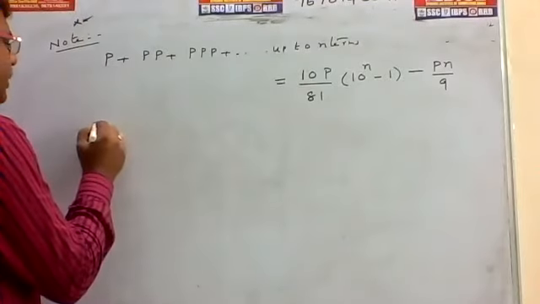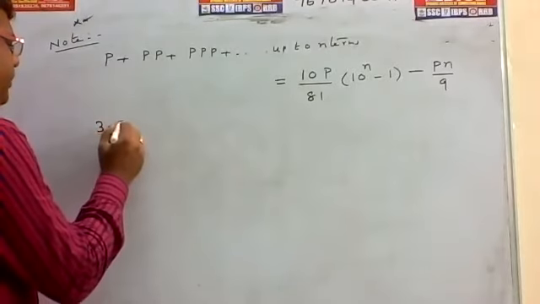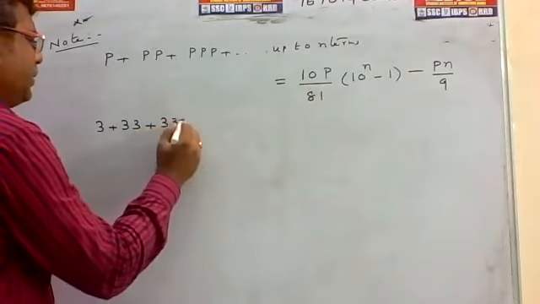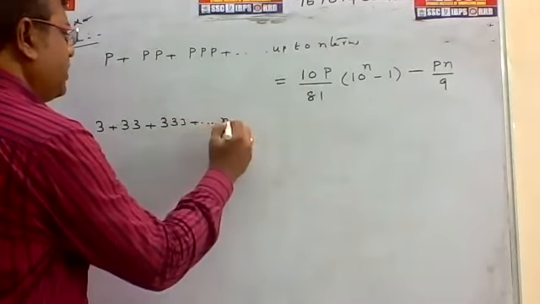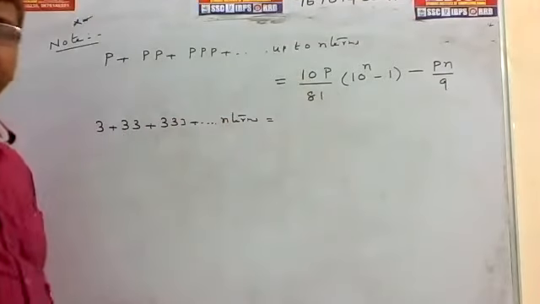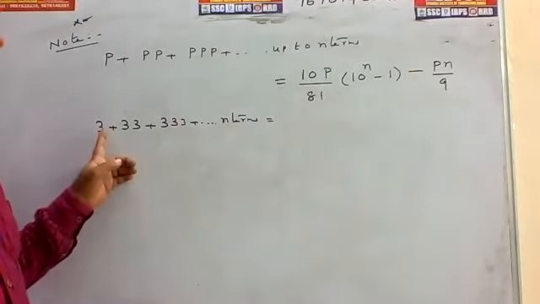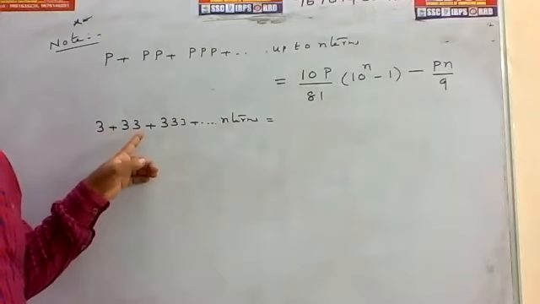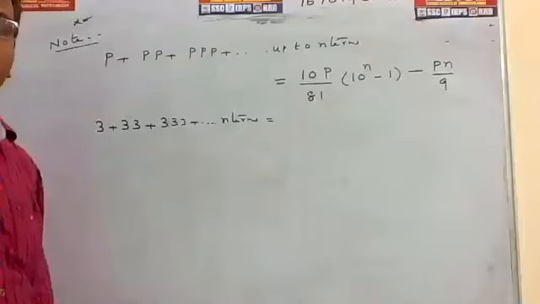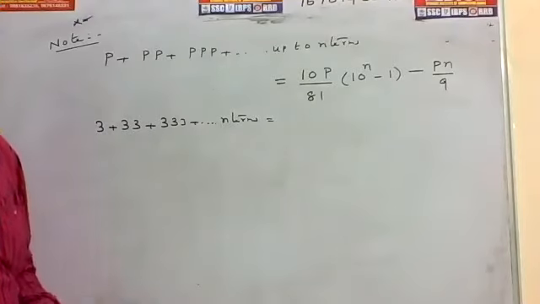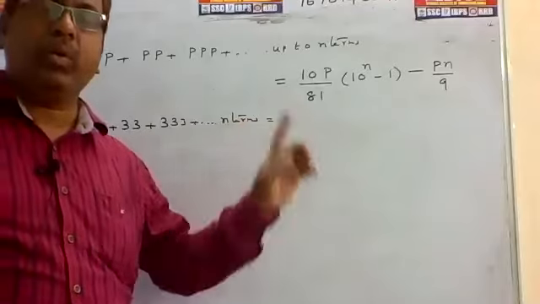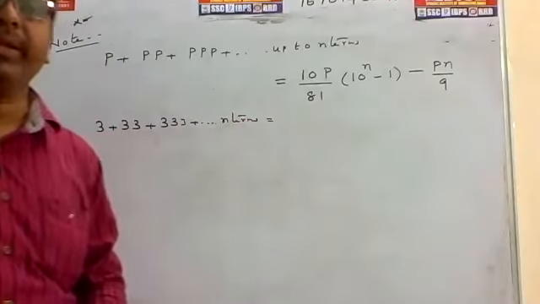One problem on this one. 3 plus double 3 plus triple 3 plus so on up to n terms is equal to dash.